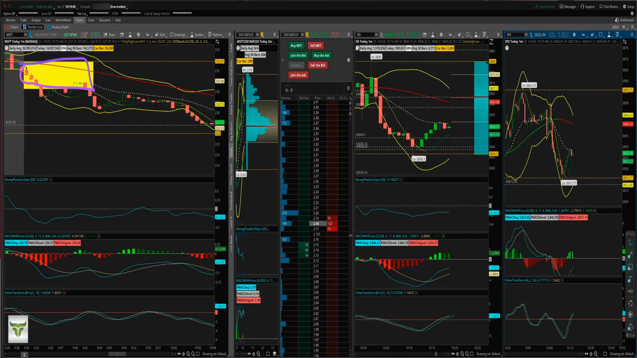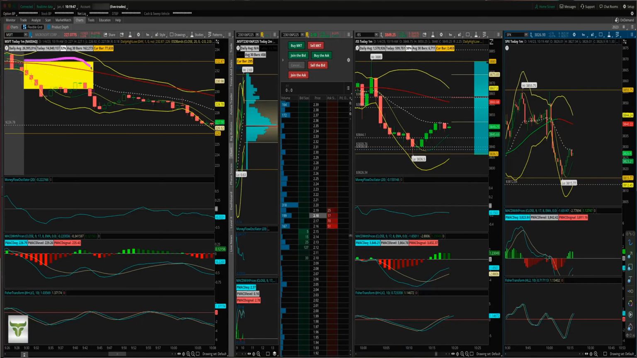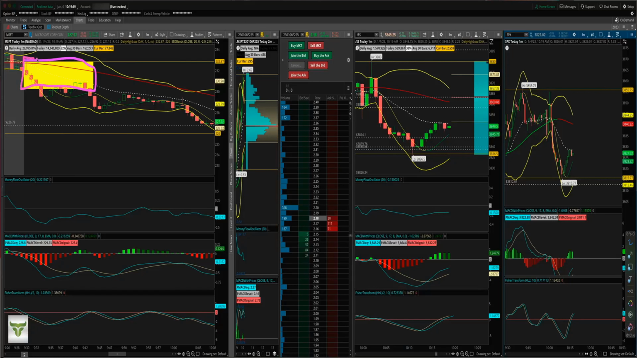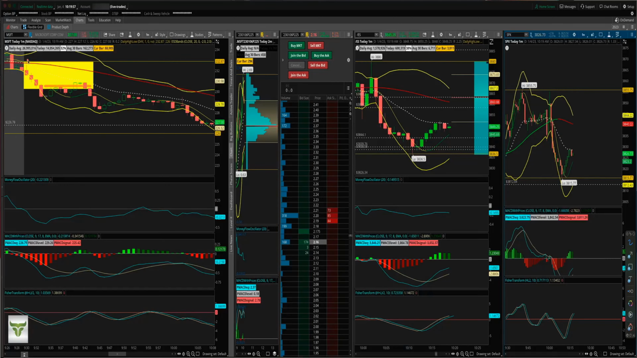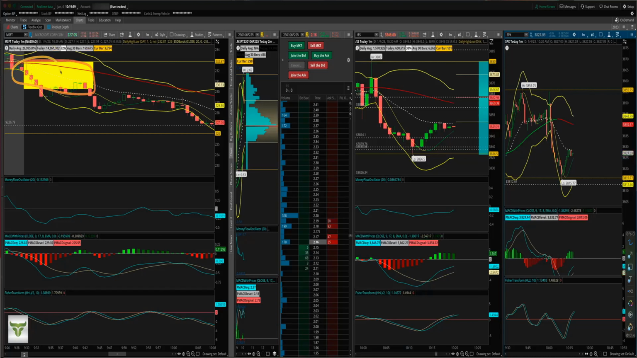This is volatility. What is the box? The box is volatility. The box is price action. The box is support and resistance. The box is volume, right? All that is combined in the box, and it shows you exactly what's going on.